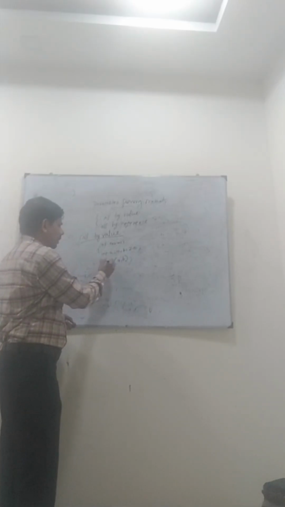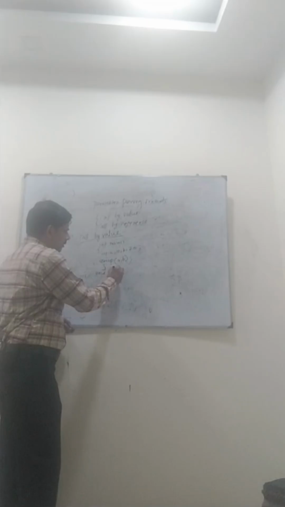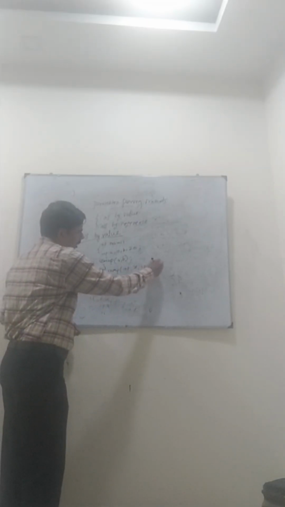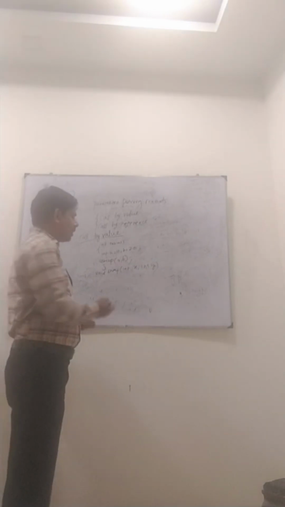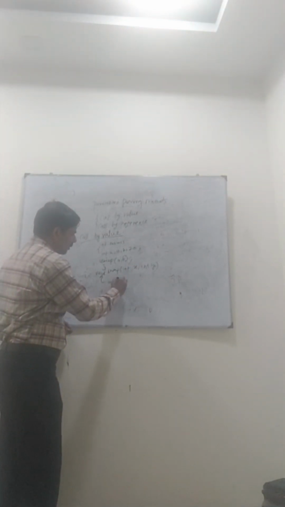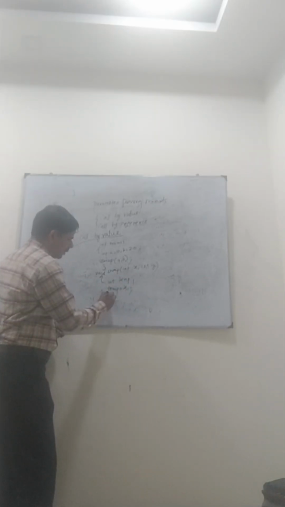Now this is the function call. Now the function definition part, void swap of integer x, integer y. Now declare one variable, integer temp.